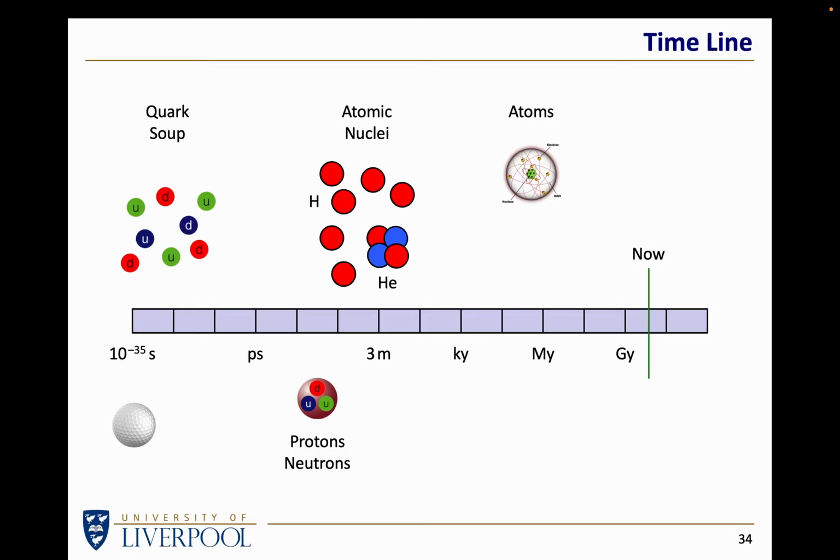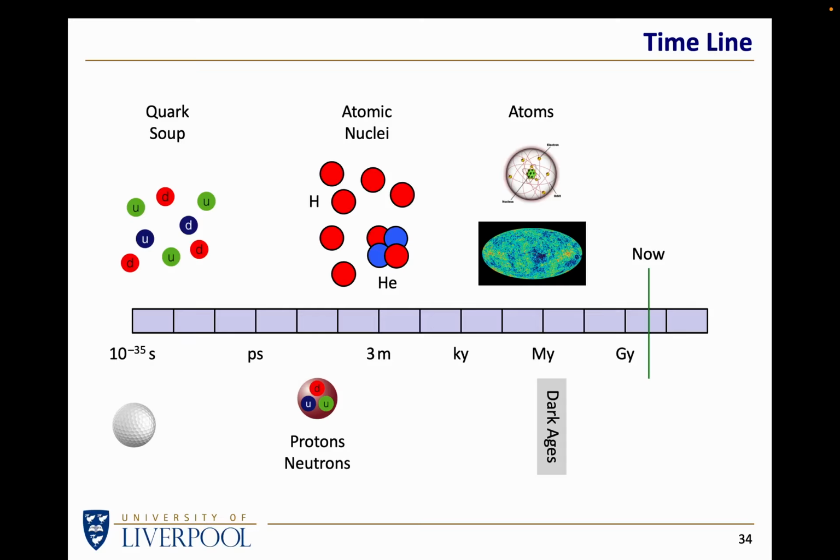And after 380,000 years, eventually electrons get in on the act to make neutral atoms. The universe turns transparent. The light flies across the universe, and that's what we see as the cosmic microwave background, 380,000 years after the Big Bang. What happens next? Well, we're not too sure.